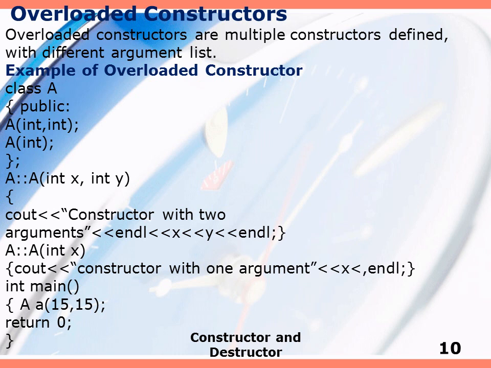In the main function, we can see that we are creating an object A with two arguments 15, 15, which means that the constructor with two arguments will be called. The value of X shall be 15, the value of Y shall also be 15. The string displayed will be "constructor with two arguments". Had we created another object in this particular code with only one argument, it would have created that object with one argument and the constructor with one argument would be called.